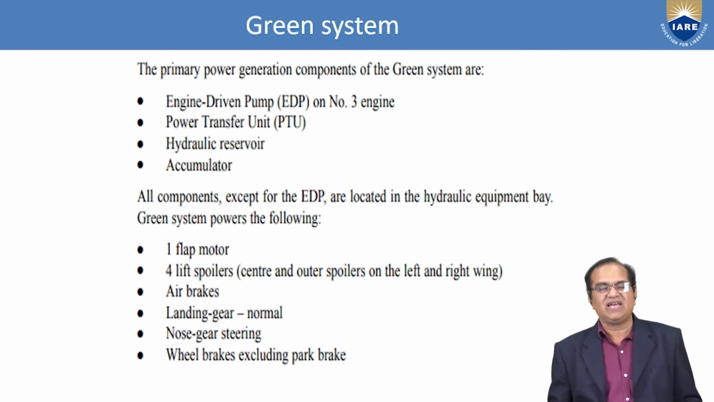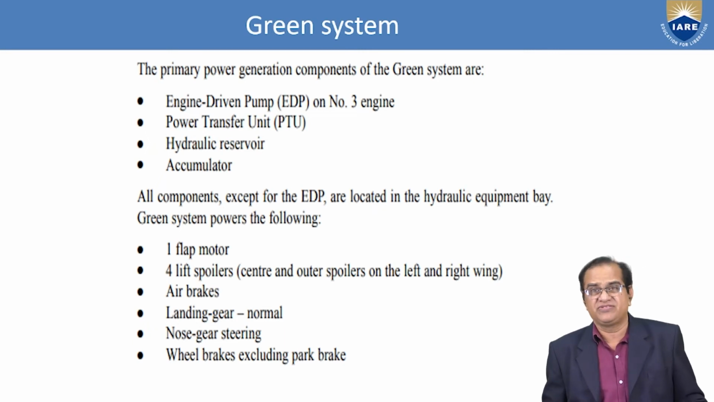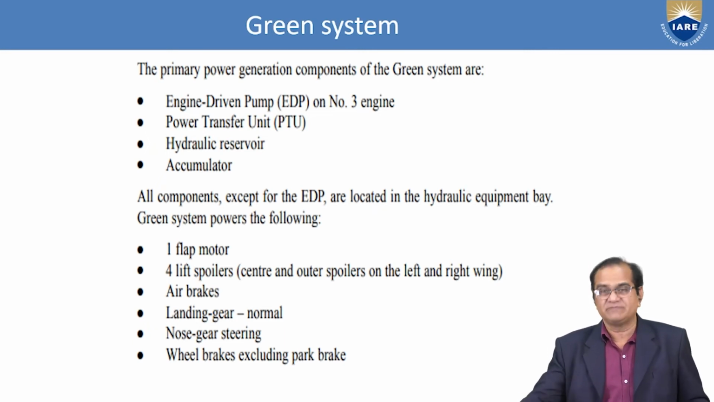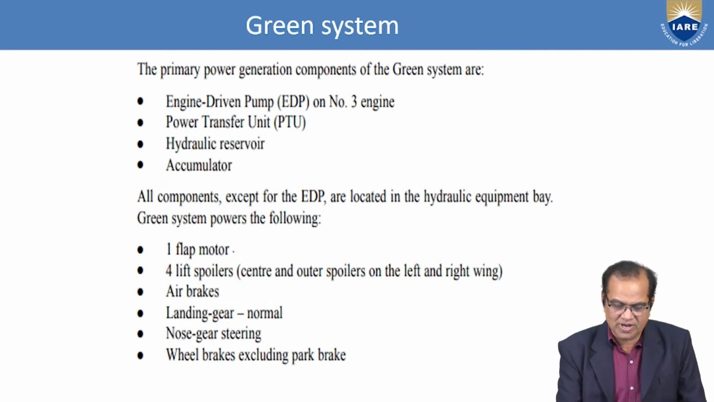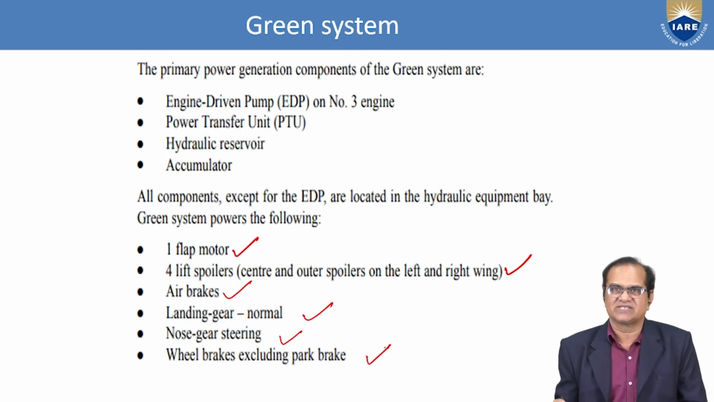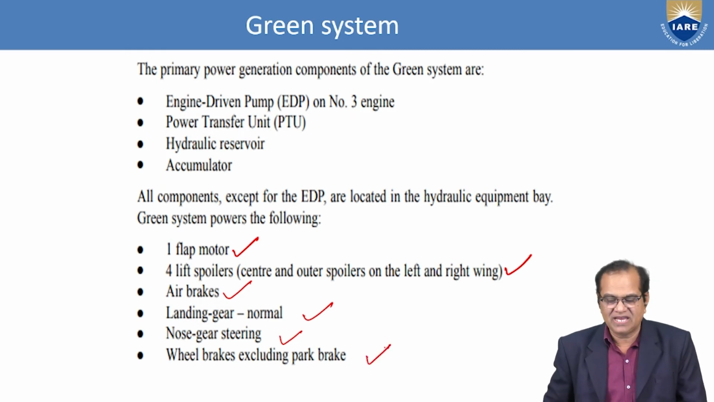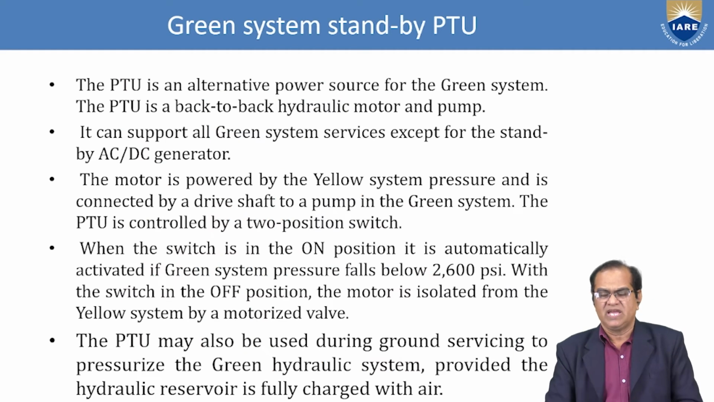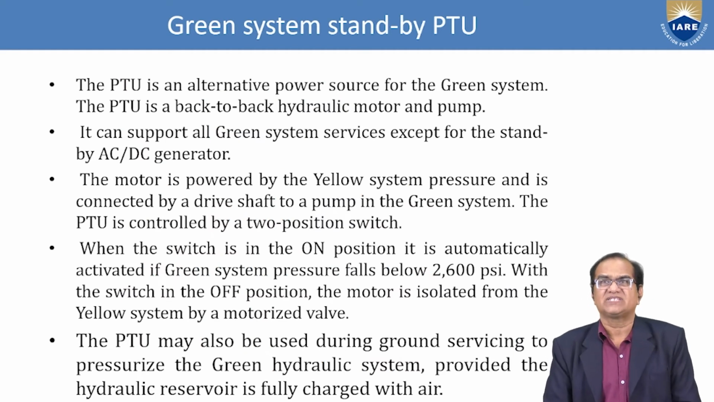Parking brake is not in the green system. So these are the things which are operated by the green system: one flap motor, 4 lift spoilers, then air brakes, landing gears normal, nose gear steering, and the wheel brakes. These are used by the green system. Green system is standby power transfer unit.